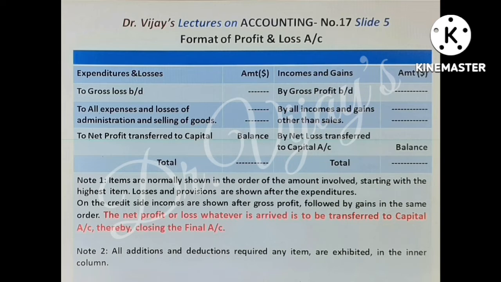And we find out the balance finally. It will be net profit or net loss. Whatever it is, it is transferred to capital account, and thereby the final account is closed. Items are normally shown in the order of the amount involved, starting with the highest item. Losses and provisions are shown after the expenditures in the debit side. On the credit side, incomes are shown after gross profit, followed by gains in the same order. All additions and deductions required in any item are exhibited in the inner column.